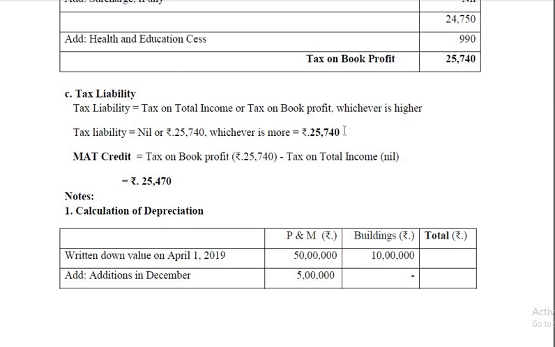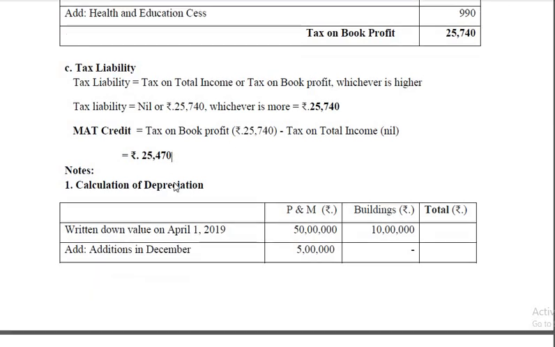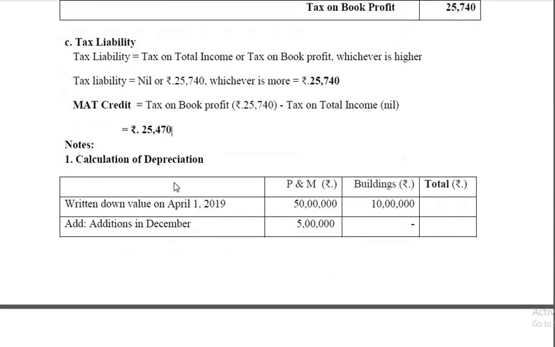So when tax on book profit is more than tax on total income, then there is a concept called MAT credit. So MAT credit is the difference between the two, that is 25,470. In subsequent years, if the tax on total income is more than MAT, then this credit could be used to the extent of the difference between the two of that particular year.